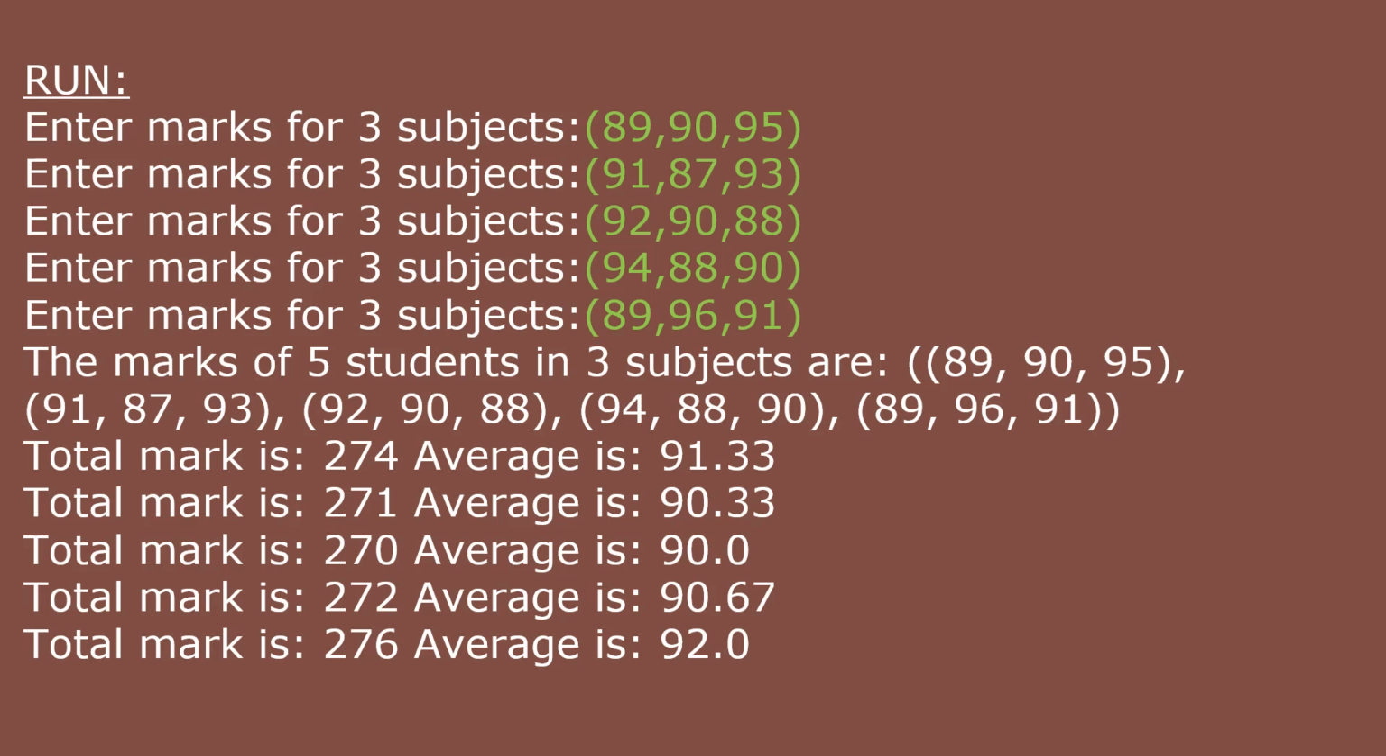Now the total mark in the first case, for the first student, is 274 and the average is 91.33. In the second case, for the second student, the total mark is 271 and the average is 90.33. Like this, it will go on displaying.